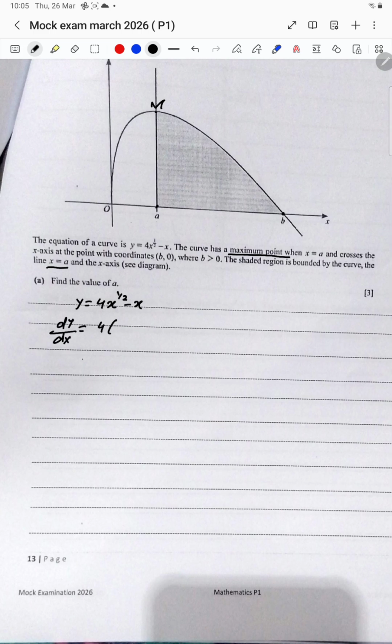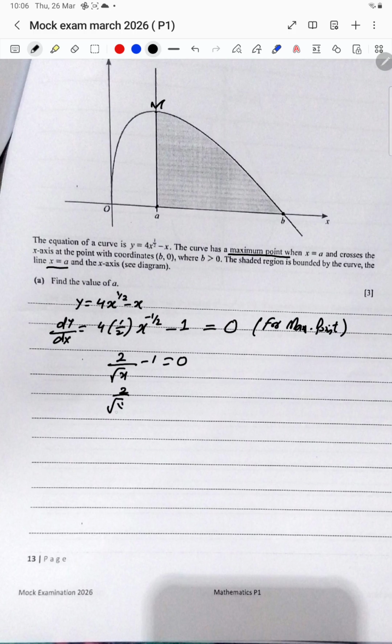That is 4 times 1/2 x power minus 1/2, minus 1. I just differentiated it with respect to x. And for the maximum, we need to equate this to 0. We know dy/dx at a maximum point, or at a minimum point, is the same, which is 0. So I have 2 over square root x minus 1 equal to 0.